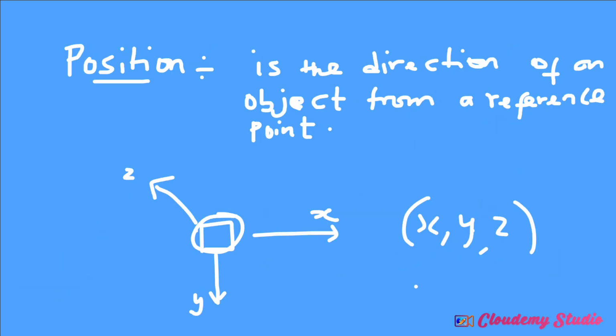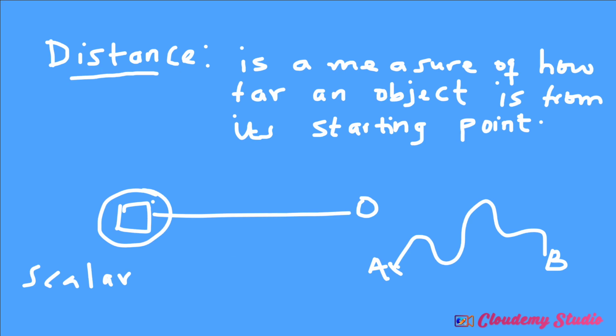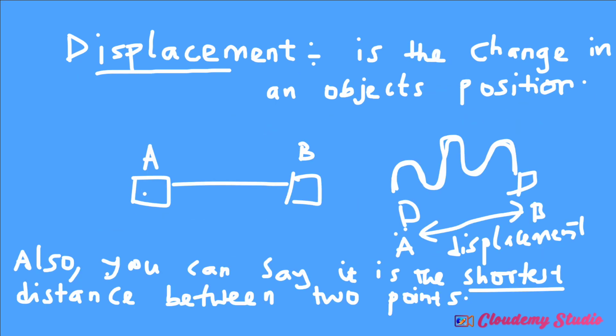Position is a vector quantity because it has direction. It can be X, it can be Y, it can be Z. So position is a vector. Distance is a scalar. Displacement is a vector.